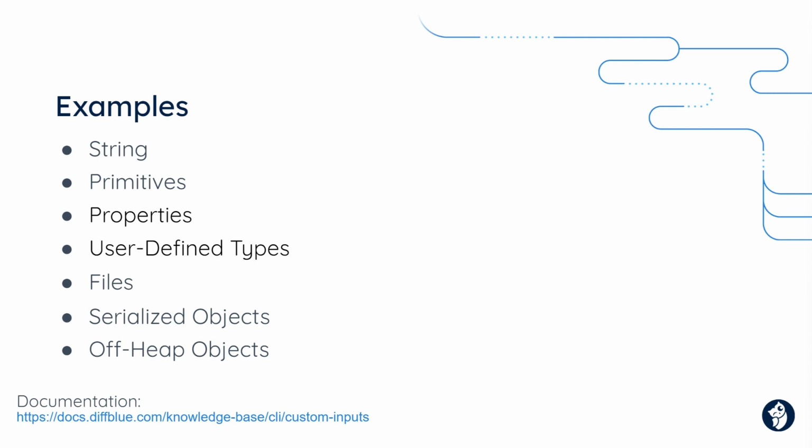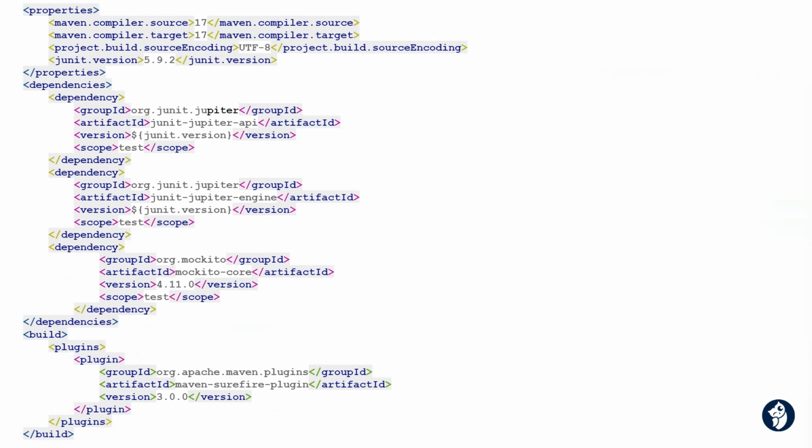In this video, we show how to use a particular string and primitive value. We continue by showing how properties file can be used as well. We then focus on user-defined types and show how to include them in tests. There is also an example on how to load and read a text file and eventually use its content in tests. We can even call serialized objects and use their fields. Finally, we explain how factory methods can be used to provide off-heap objects which can be passed to unit tests. In all examples, the POM file must contain JUnit and Mockito as dependencies and Maven Surefire as plugin.